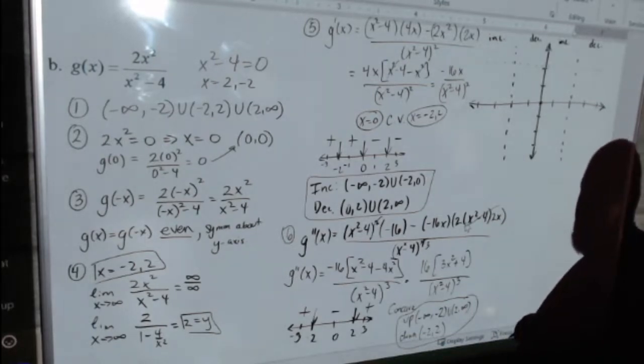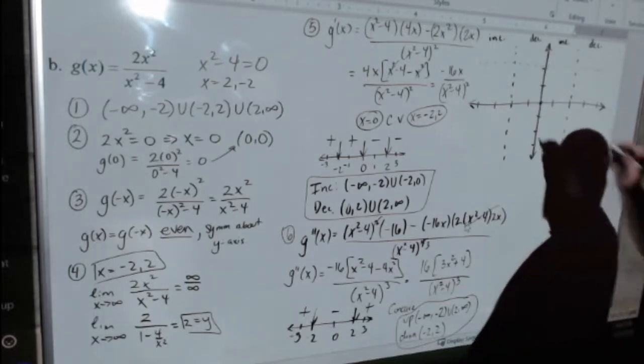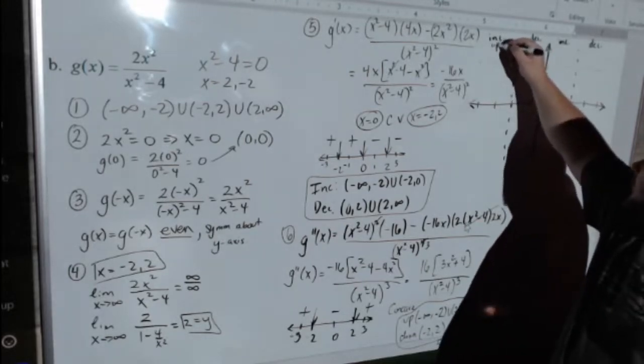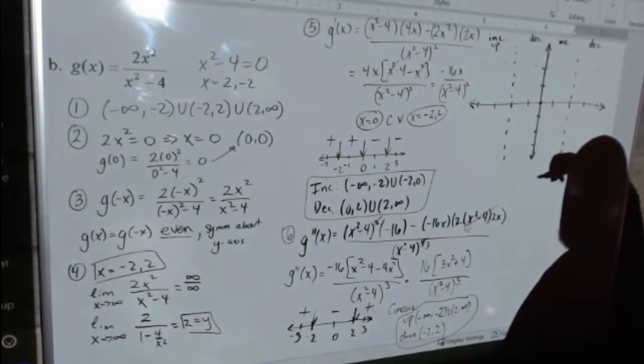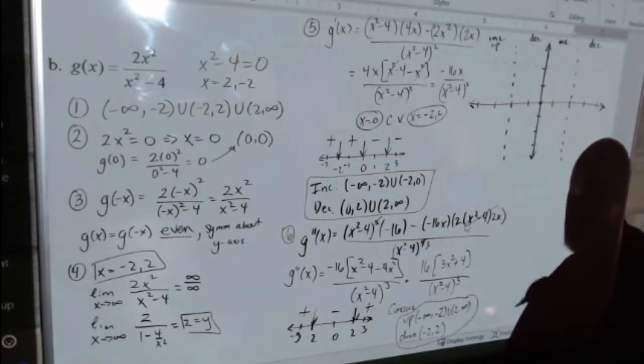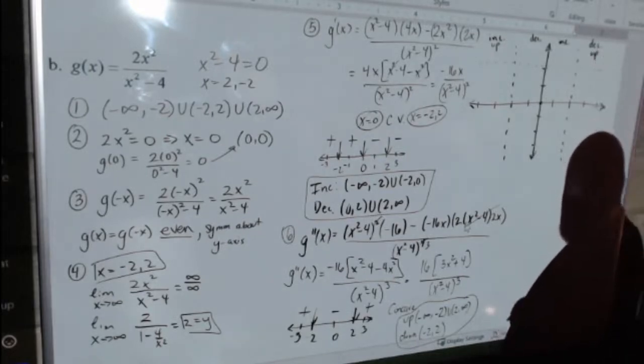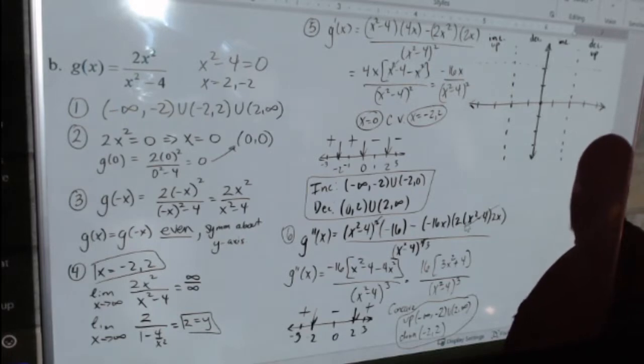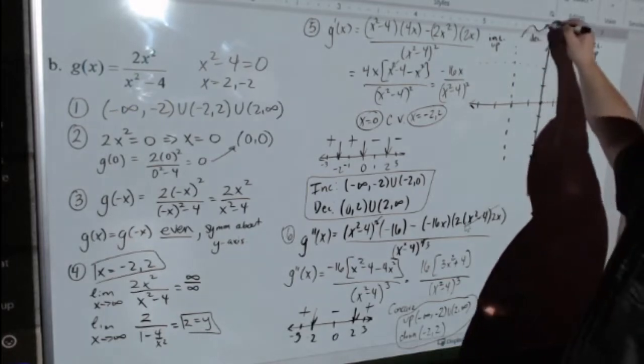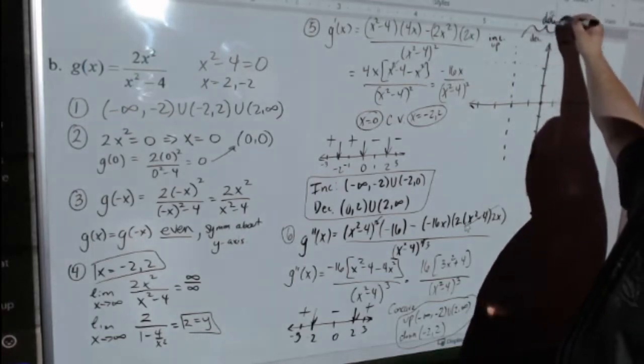Then we are concave up. It is up here. And it's also up here. And it is down all through there, right?